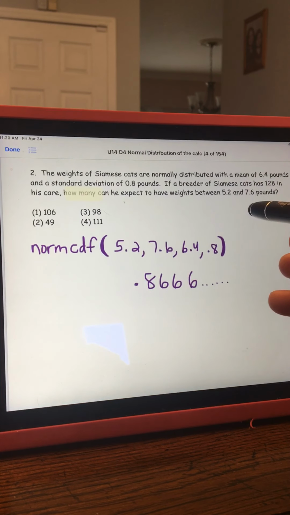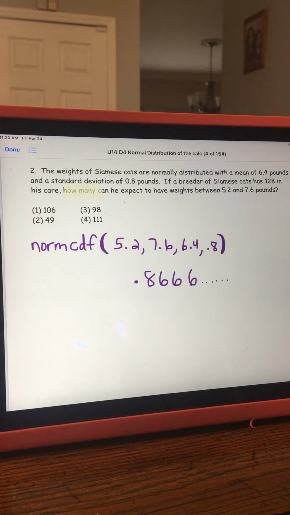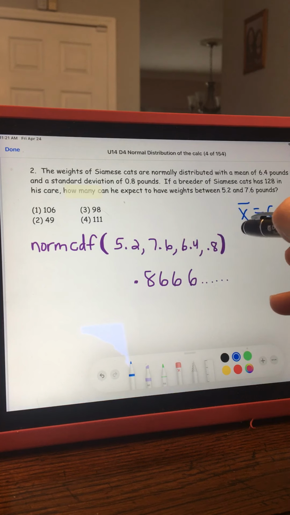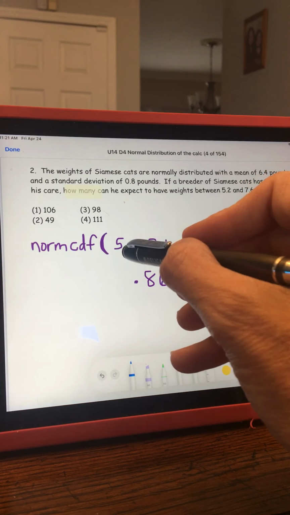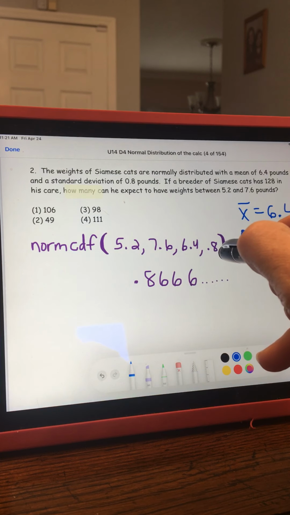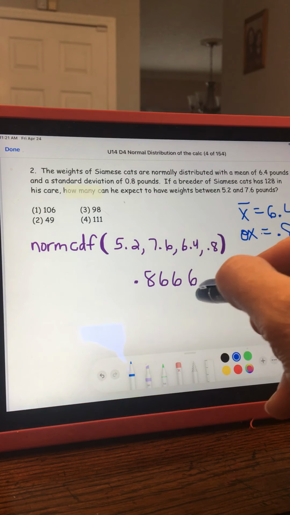It says the weights of Siamese cats are normally distributed with a mean of 6.4 pounds and a standard deviation of 0.8. You can see I wrote out some of this because otherwise it'll take 20 years for me to make these videos. But what I do suggest is that you take the information out on the side. I always like to do that. All right, and now I just showed you, right? This is your lower, your upper, that's your mean, and that's your standard deviation. So you can go ahead, put that in the calculator, and you should get a number like this.